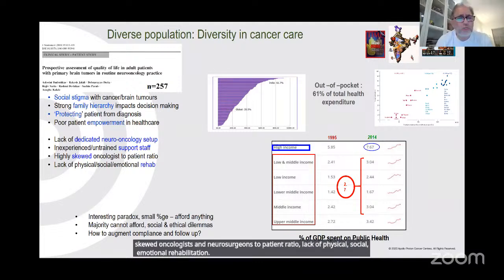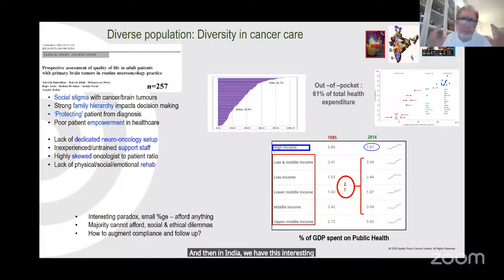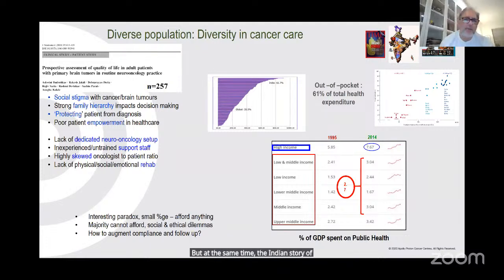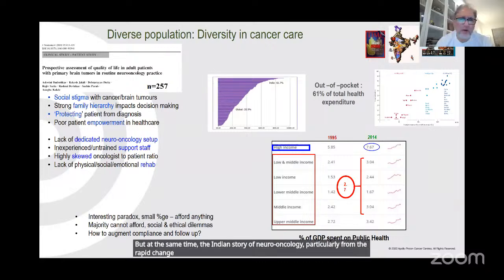And then in India, we have this interesting paradox that a good percentage of the patients can have access to vast amounts of medical facilities, but there's a small percentage who can afford actually anything, but also a good chunk of the patients may not be able to have access and affordability. But at the same time, the Indian story of neuro-oncology, particularly from the rapid change in neuropathology and molecular markers, were conscious of this effort.